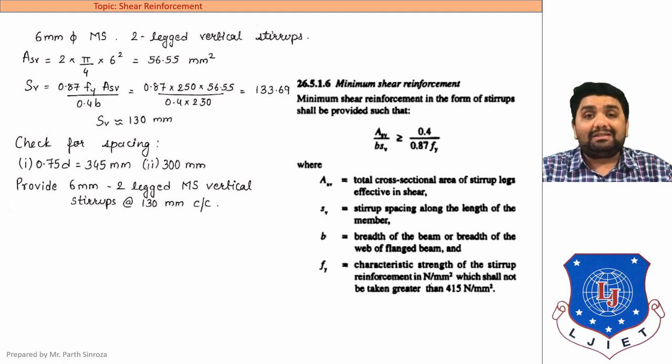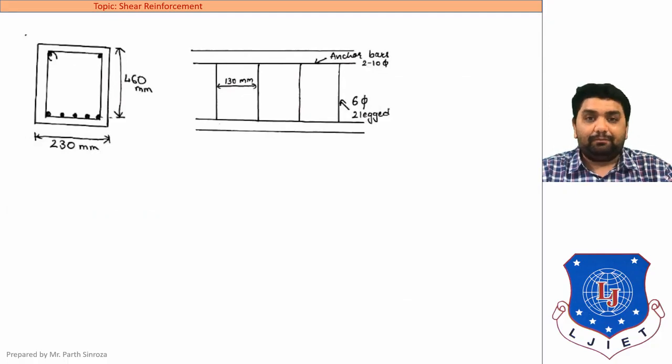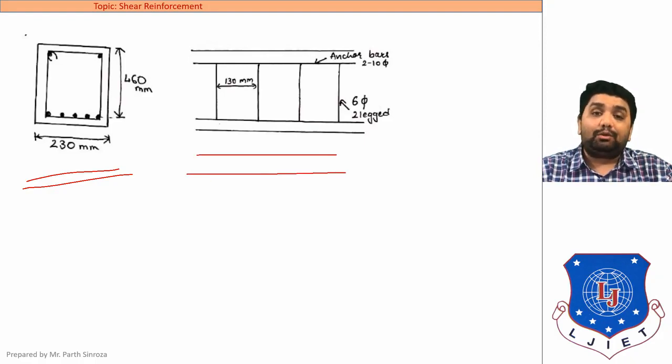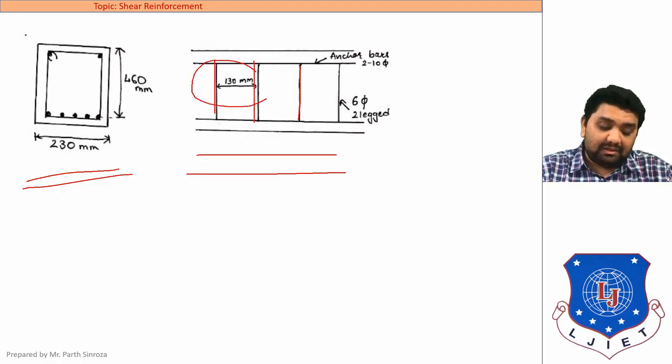If it is asked in the question to draw a sketch, then only you will do this. If it is asked in your GATE examination to draw a sketch and design the shear reinforcement, this will be our cross section that will provide the details of the cross section, that is B and D and the number of bars, and this will be the longitudinal section that will provide the spacing of stirrups. Clear? So these vertical lines show the stirrups, and this distance is the spacing between them, that is SV.